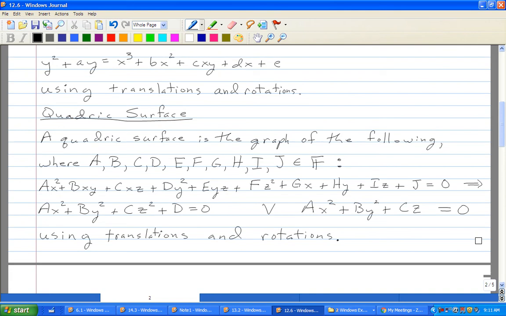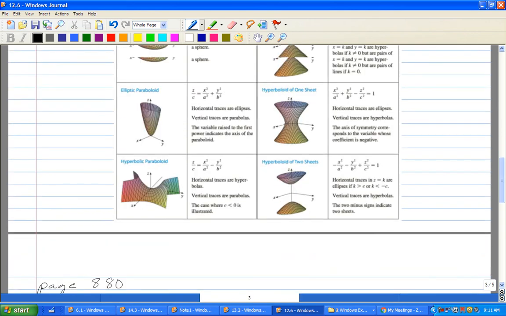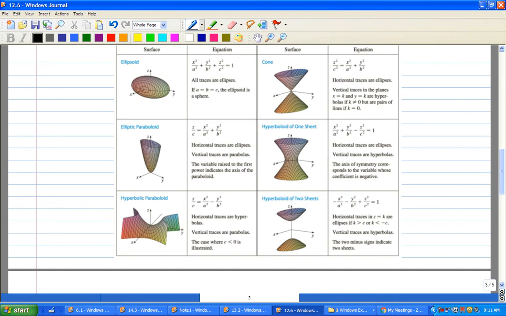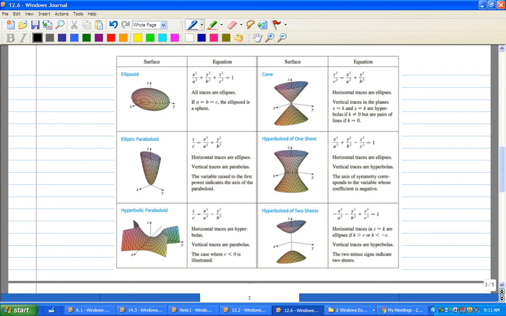So we have the following. If your equation is of the form x squared over a squared plus y squared over b squared plus z squared over c squared is 1, then it looks like some sort of ellipsoid. Any way you slice it, it looks like an ellipse, so all traces are ellipses. If a, b, and c are equal, then this ellipsoid is a very special ellipsoid. It's called a sphere.